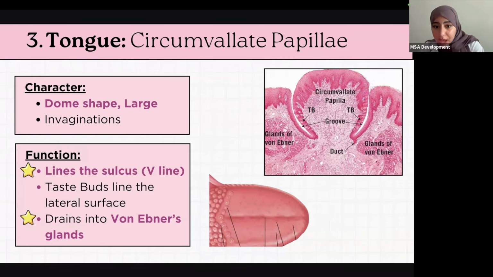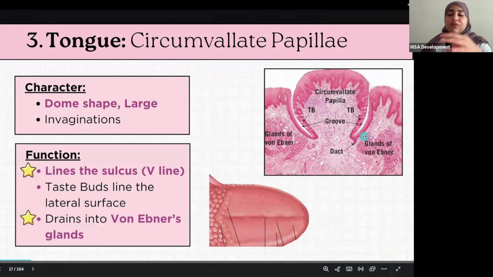Circumvallate papilla have taste buds. And an interesting thing about this is what is its point? What is the point of a circumvallate papilla? You know when you eat something and then you're done eating and then 15 minutes later you can't really taste it anymore? That is because of your circumvallate papilla. And the reason why it does all of that is because it drains everything into these glands of von Ebner. This is so important. I have a star next to it.